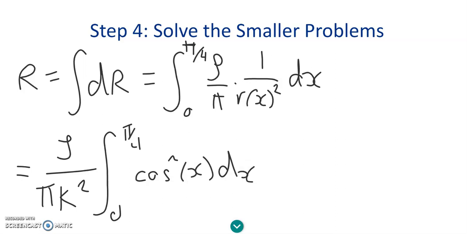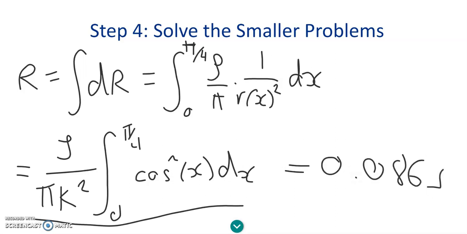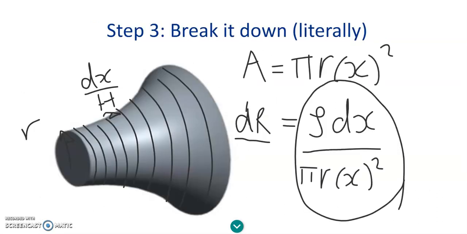I'm not going to do this integral. You should be able to integrate cos squared. I think it comes out as a half x plus a quarter sine 2x. But the value of this whole expression ends up coming out as about 0.086 ohms. So that's your resistance of this shape here.